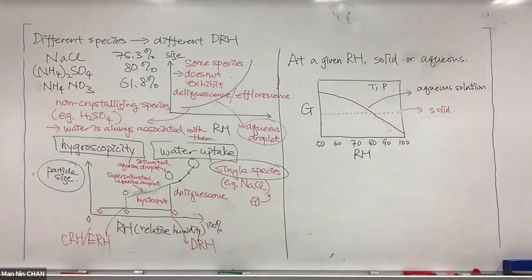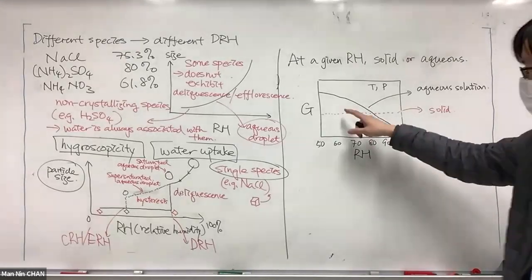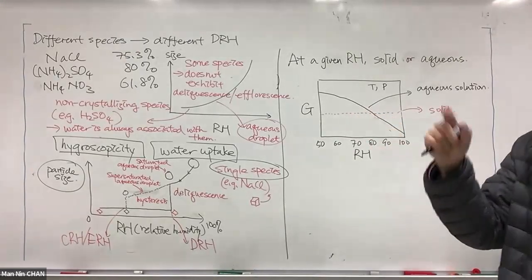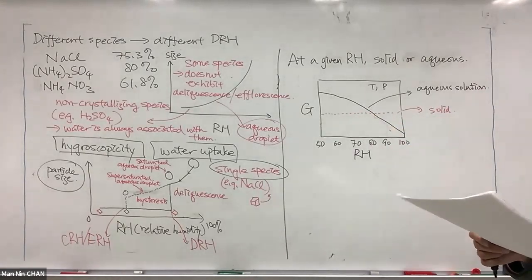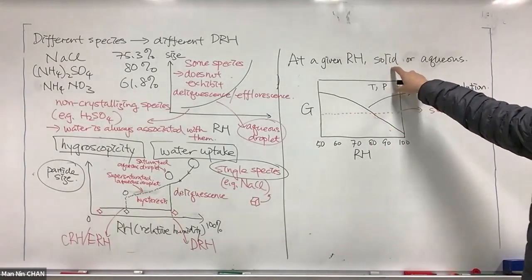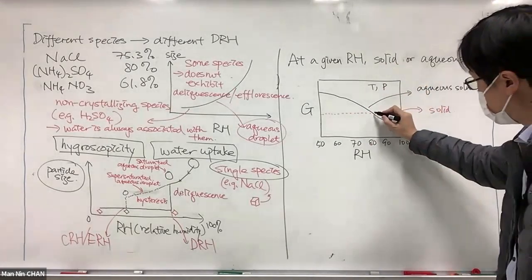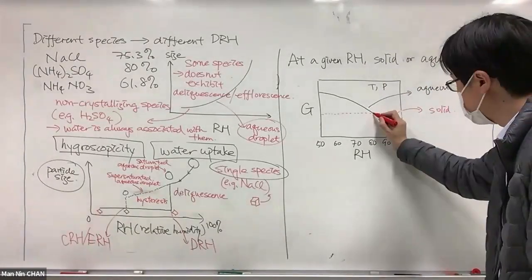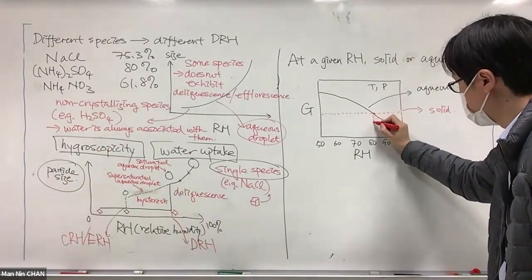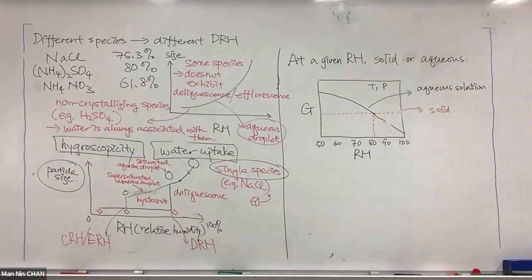Now, by looking at this graph, we can have some ideas about the physical state of your system or your aerosol. One thing we can see is that you have an intersection point here. Let's say it's about 80%.